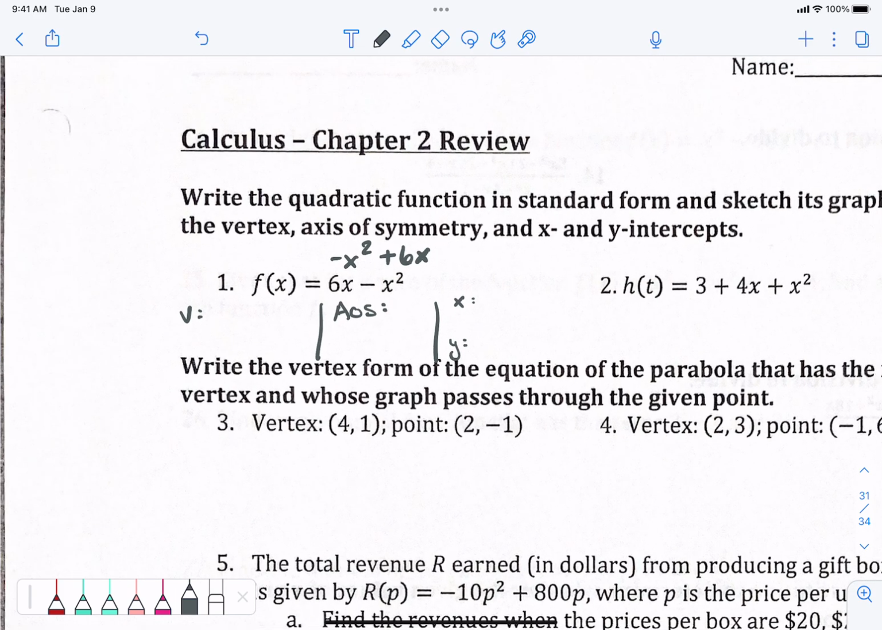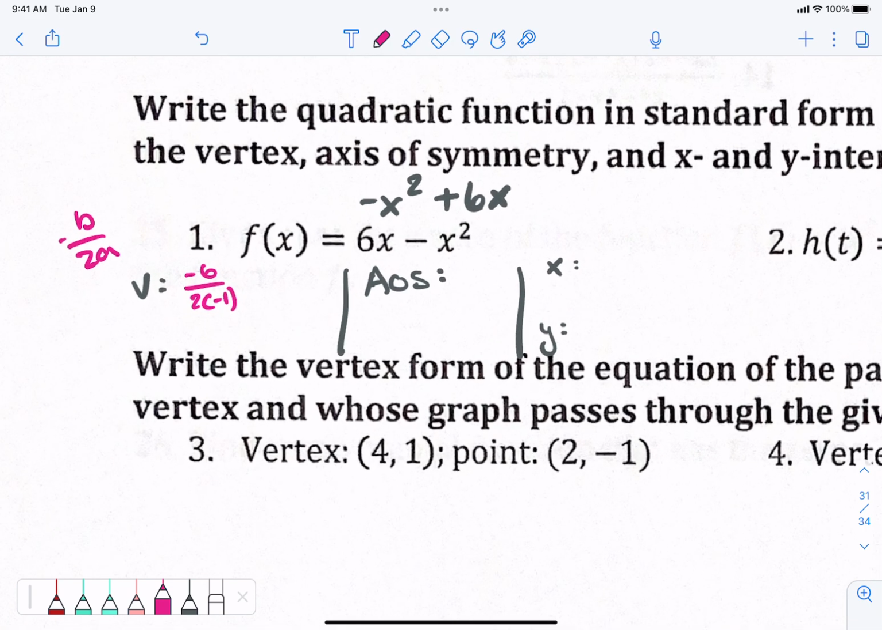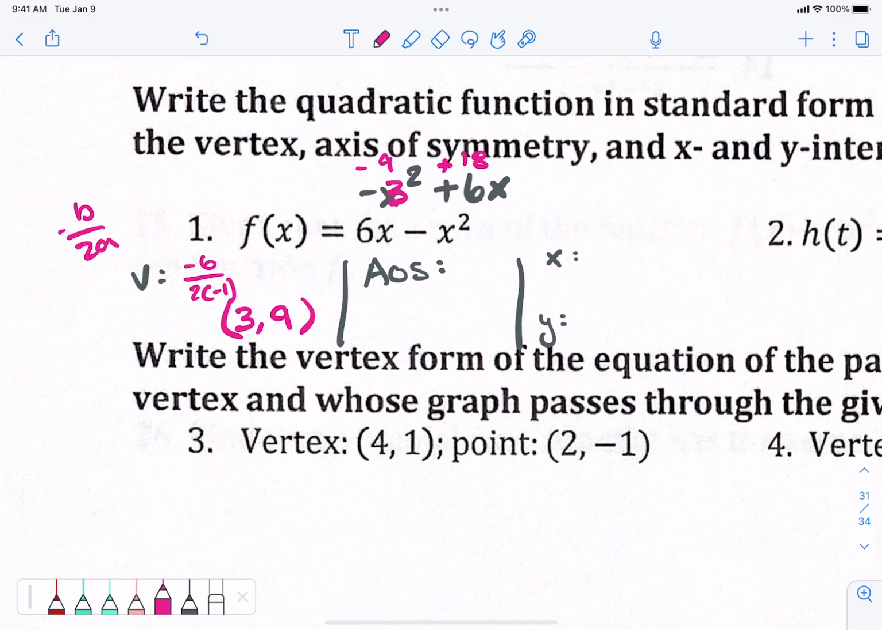Do you remember how to find the vertex? Is this written on your note card? The vertex is negative b over 2a. What is b? b is 6, and a is negative 1. So negative 6 over 2 times negative 1 is positive 3. Positive 3 comma something, and then we plug it back in. Negative 3 squared would be negative 9 because the negative was there first, plus 6 times 3 is 18. So negative 9 plus 18 is 9. The vertex is 3 comma 9.